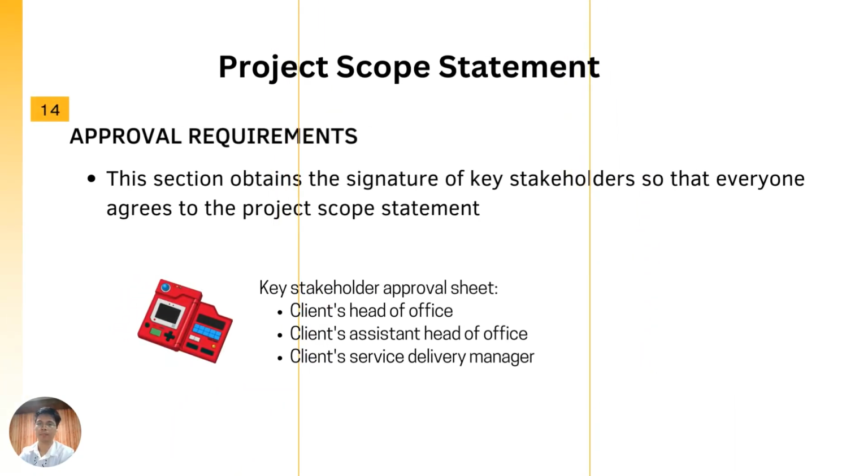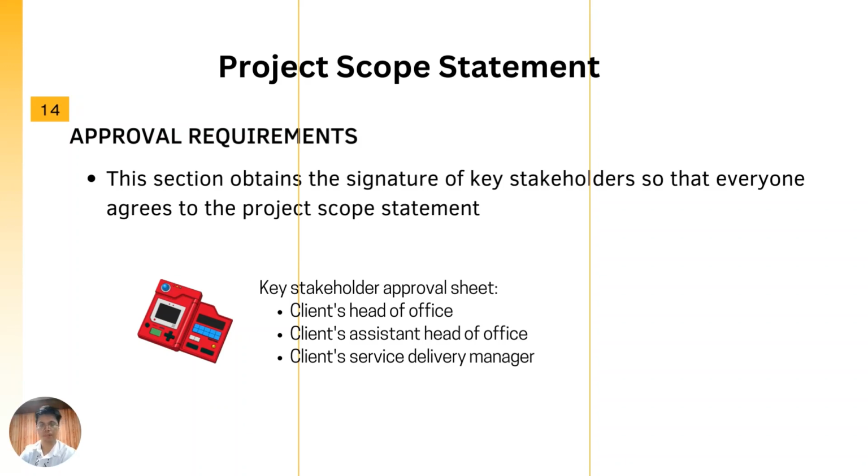The 14th and last step is the approval of requirements. So this section regarding approval requirements is for the protection of the project manager and the project sponsor for the signatures to be obtained so that everyone agrees to the requirements contained within the project scope statement.